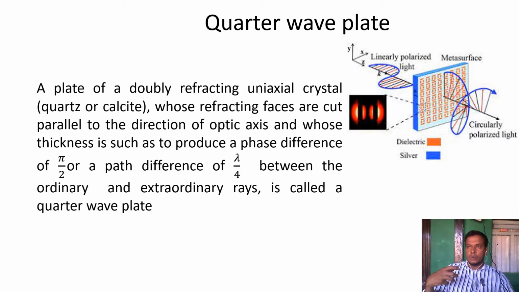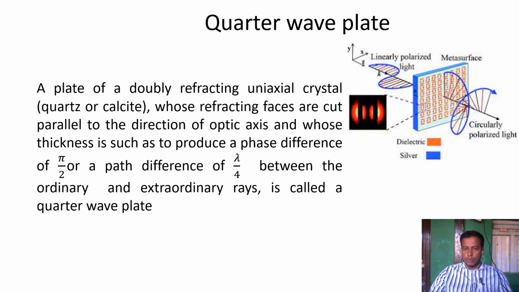So what is the quarter wave plate? It is a plate of a doubly refracting uniaxial crystal. Usually wave plates are made from uniaxial crystals, cut such that the optic axis is parallel to the cutting edge of the surface of the crystal, with a thickness such that it produces a phase difference of pi by 2 and a path difference of lambda by 4, that is, a quarter of the wavelength, between the ordinary and extraordinary rays. Such a plate is called a quarter wave plate.